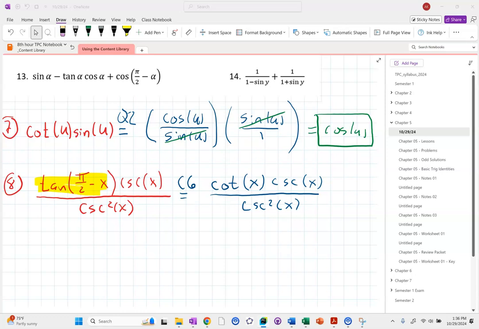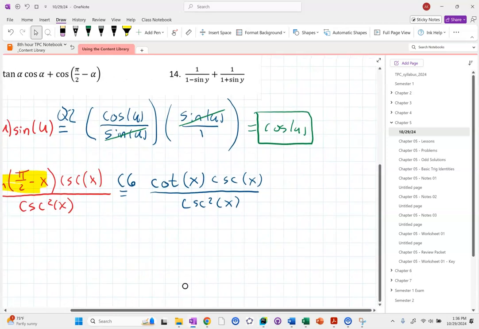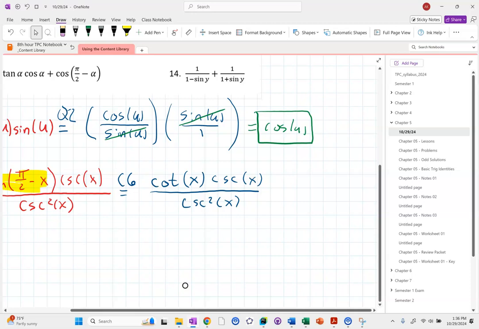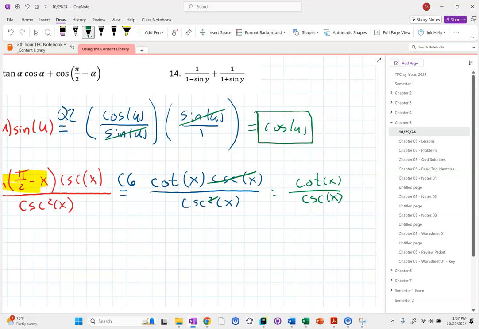Next up is going to be Sammy. Algebra or identity? Great. What can we do? Great. We can reduce a CSC from the top with one of the CSCs from the bottom. So far, so good? Okay. Good job.